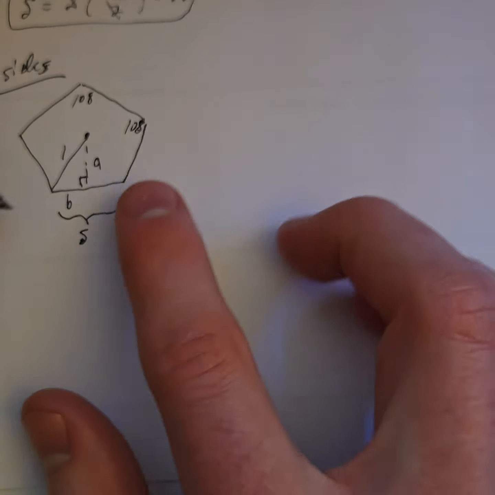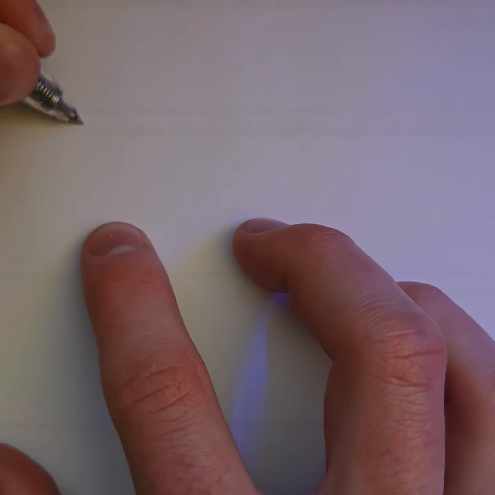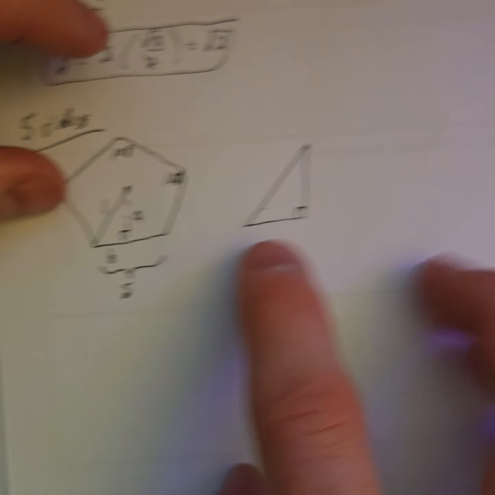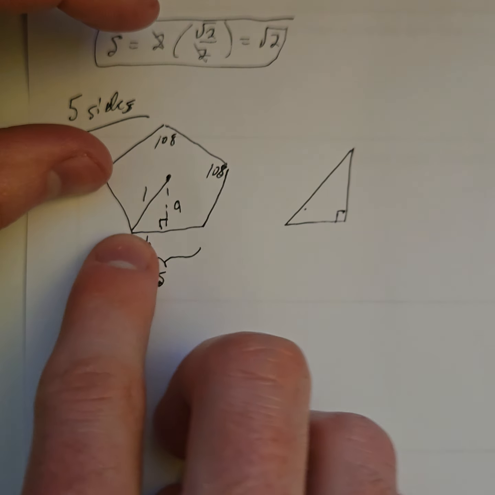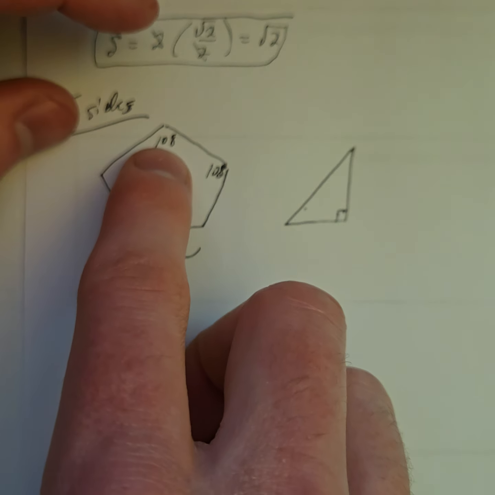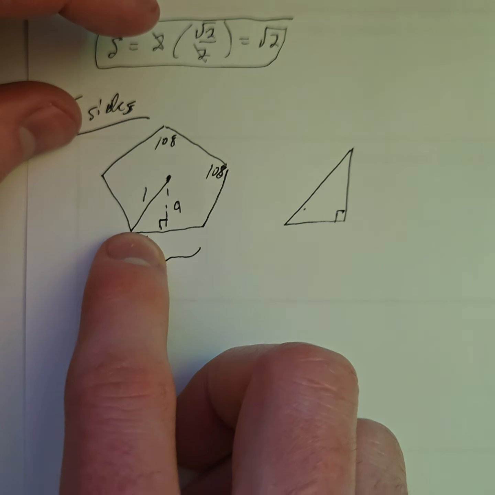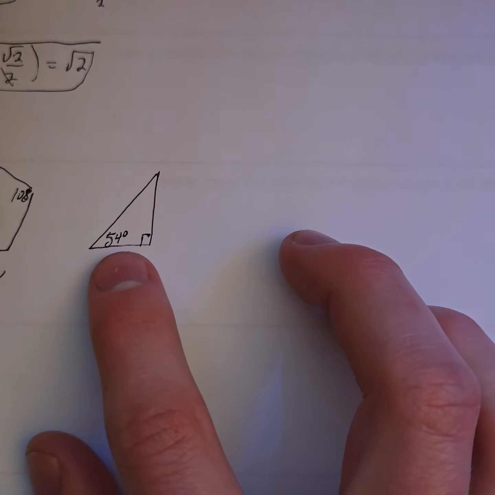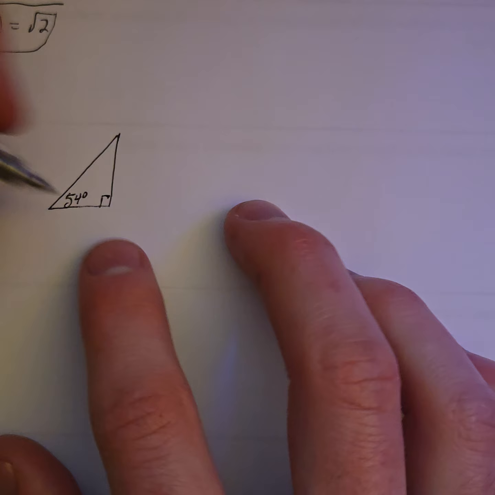Now when we draw our triangle, the radius is bisecting this angle right here. So we don't want 108, we want half of that. So half of 108 is going to be 54 degrees. Okay, so now we have that.